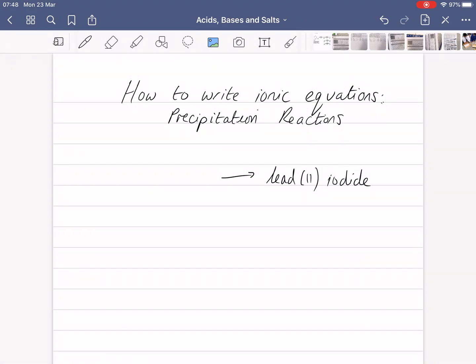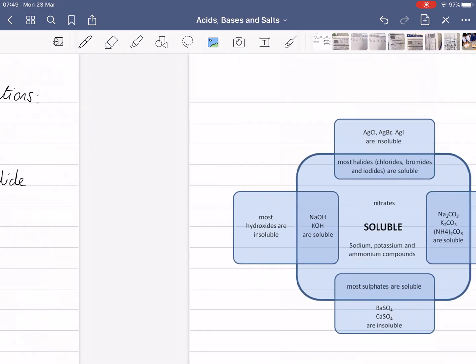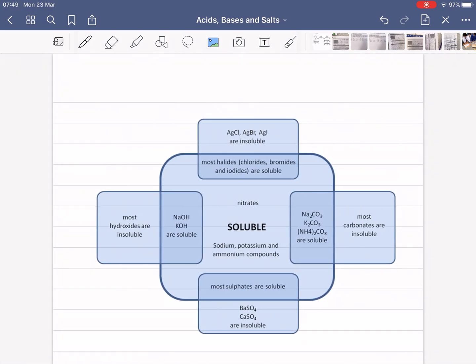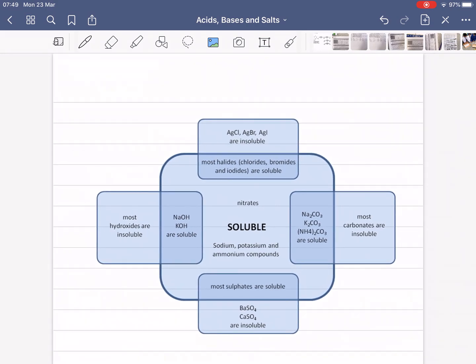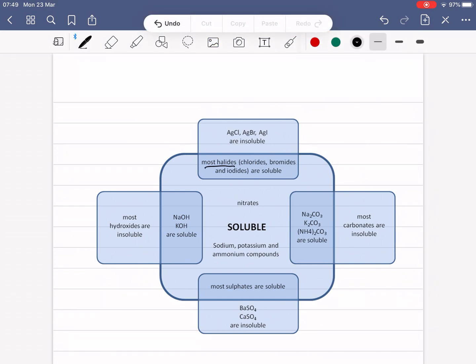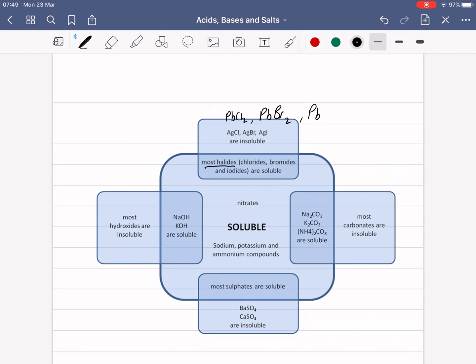Okay, so this video will look at how to write ionic equations for precipitation reactions. So let's say you need to make lead(II) iodide. Well, lead(II) iodide is going to be a precipitate. And if we go back to our solubility rules, we know that most halides are soluble except silver chloride, silver bromide and silver iodide. However, this should also include lead(II) chloride, lead(II) bromide and lead(II) iodide. Okay, so they'll be a solid.